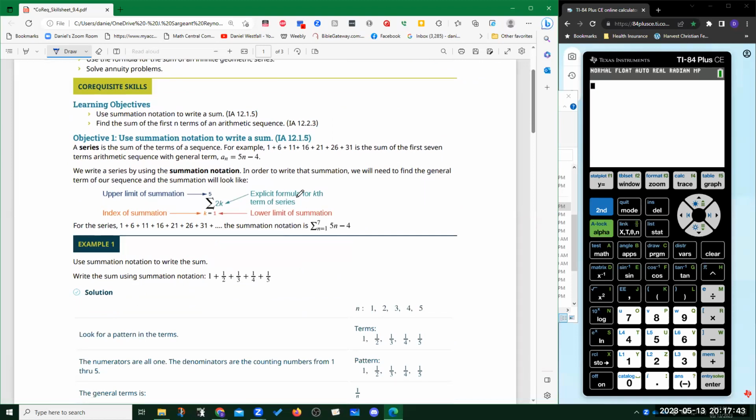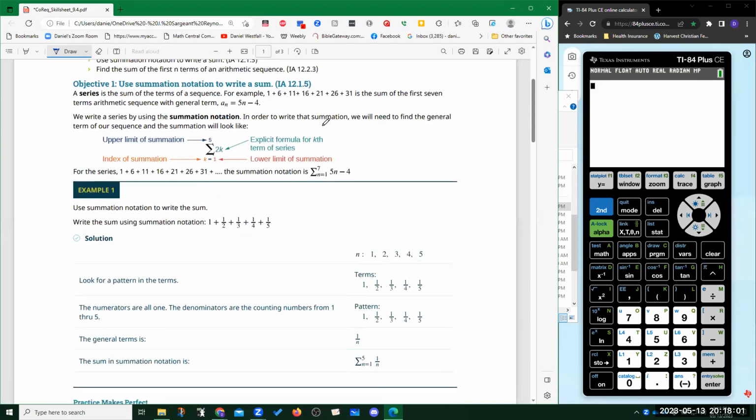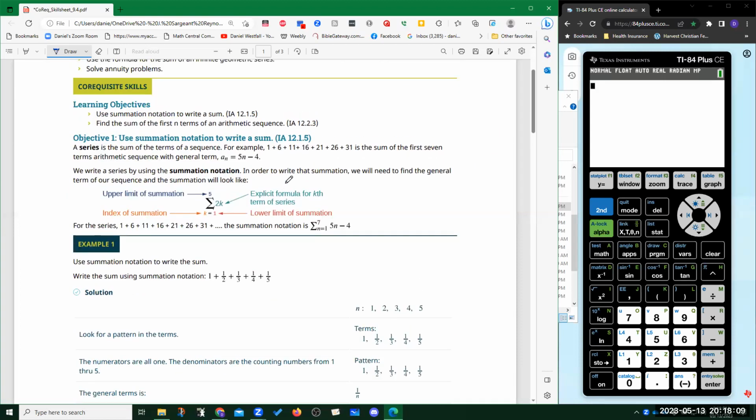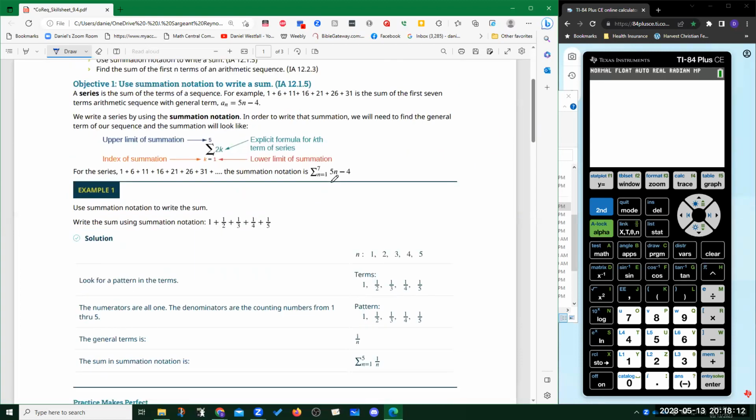Let's talk about definitions and notations first, and then we're going to use the summation notation to write a sum, and then we're going to find the sum of the first n terms of an arithmetic sequence using our series. So we can talk about sums of geometric series and things like that as well. That's in the textbook, but today on this worksheet, we're only going to talk about summations of arithmetic sequences and series.